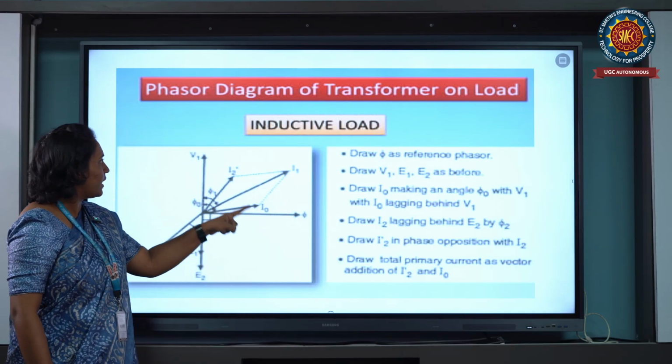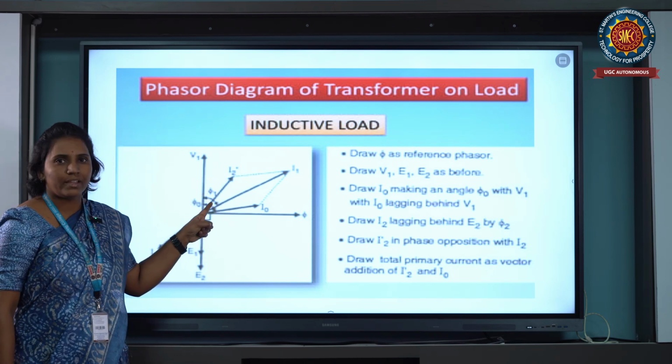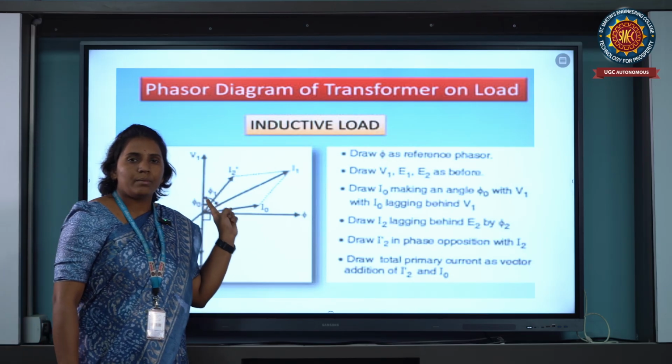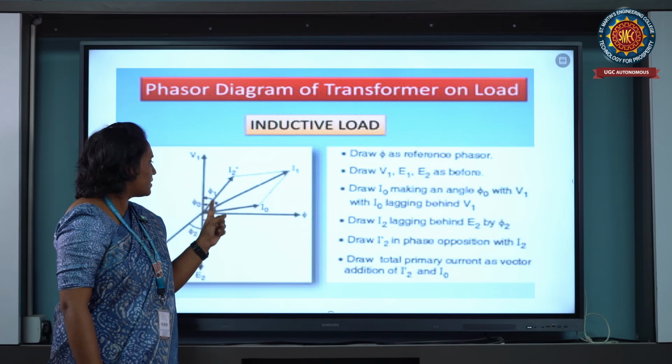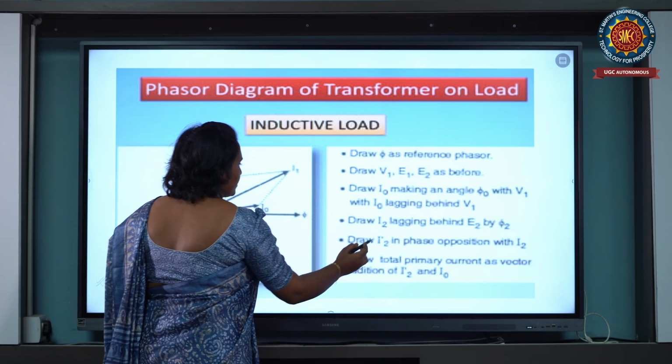The angle between I0 and the voltage is the flux phi naught, and the angle between the resultant current I1 and the supply voltage V1 is phi 1. Next we'll discuss the capacitive load.